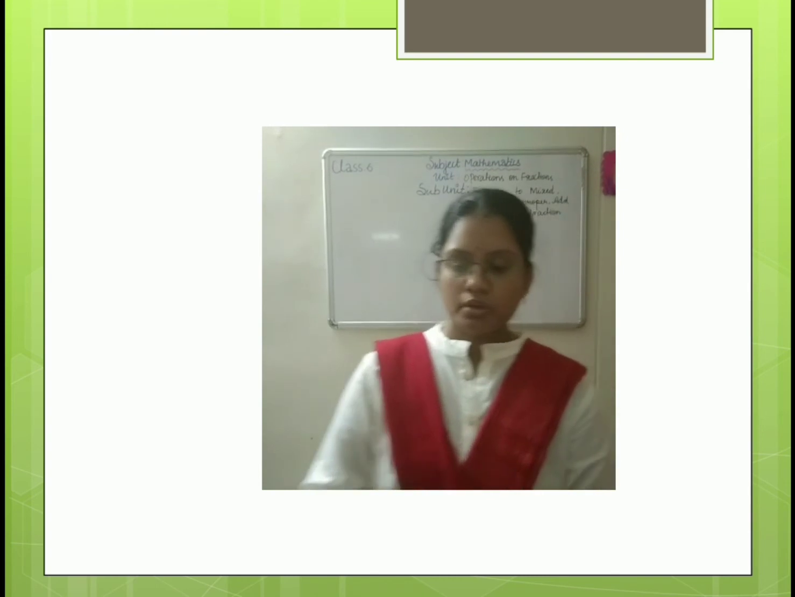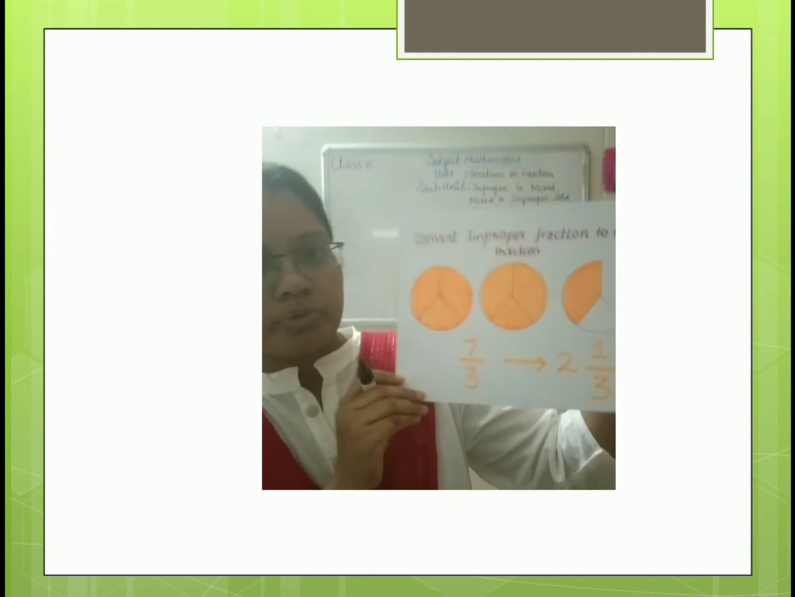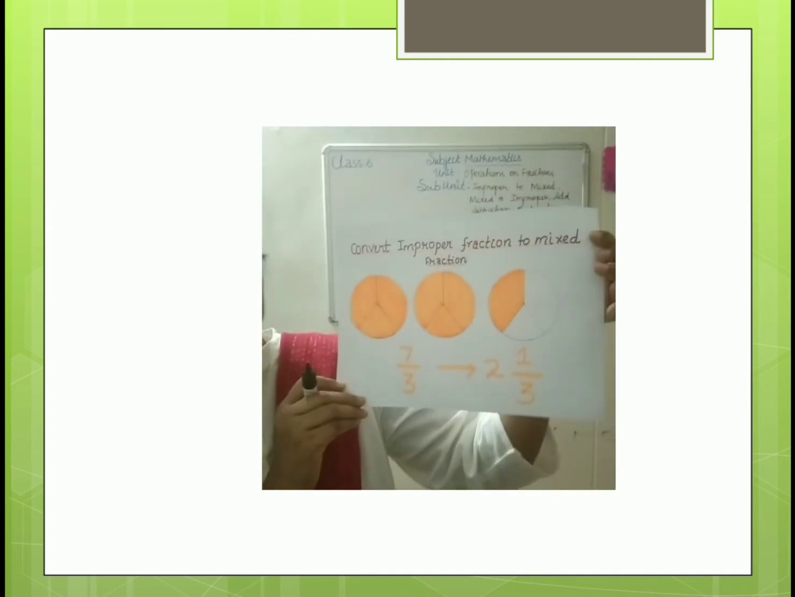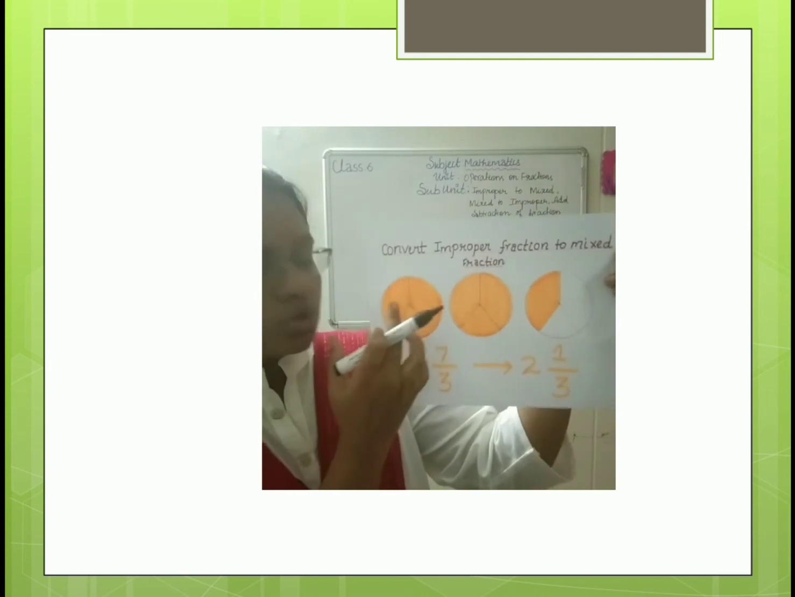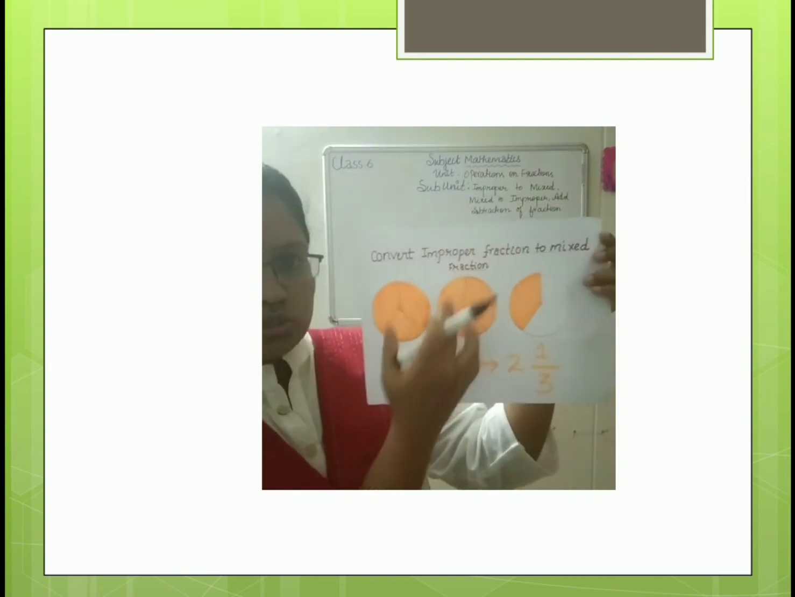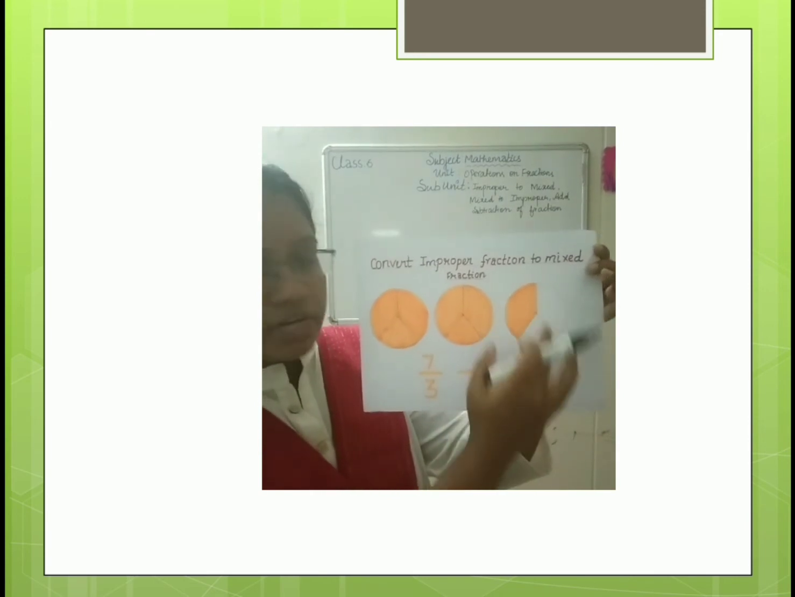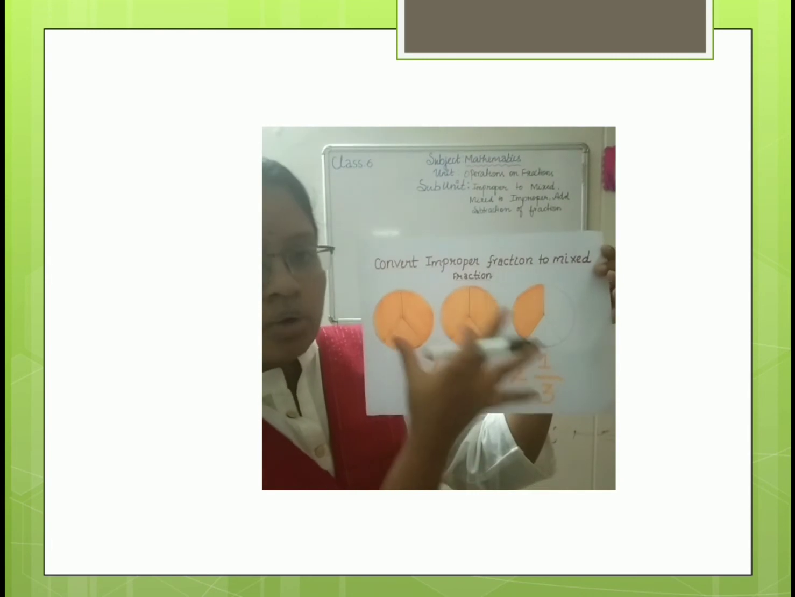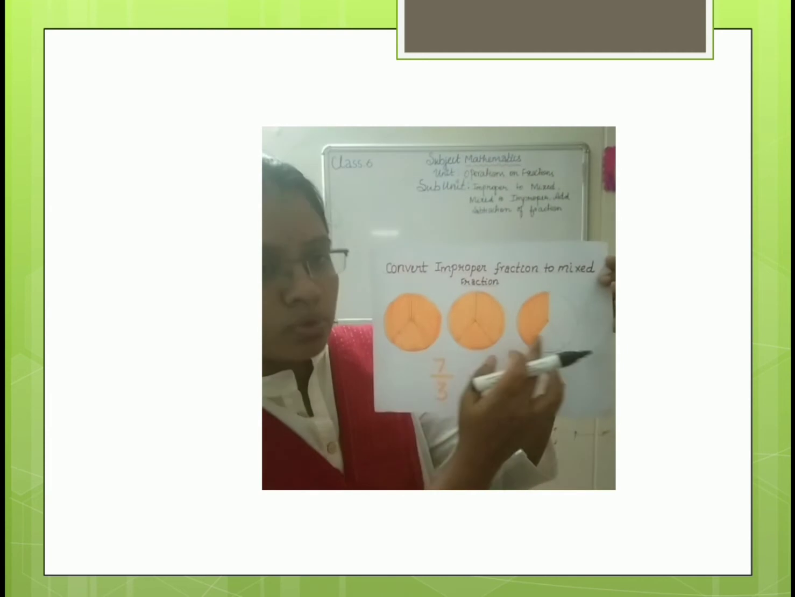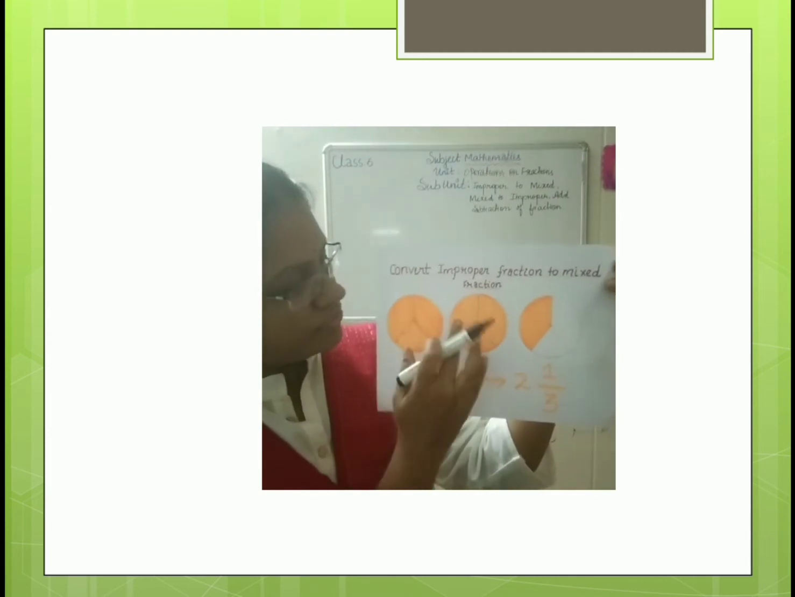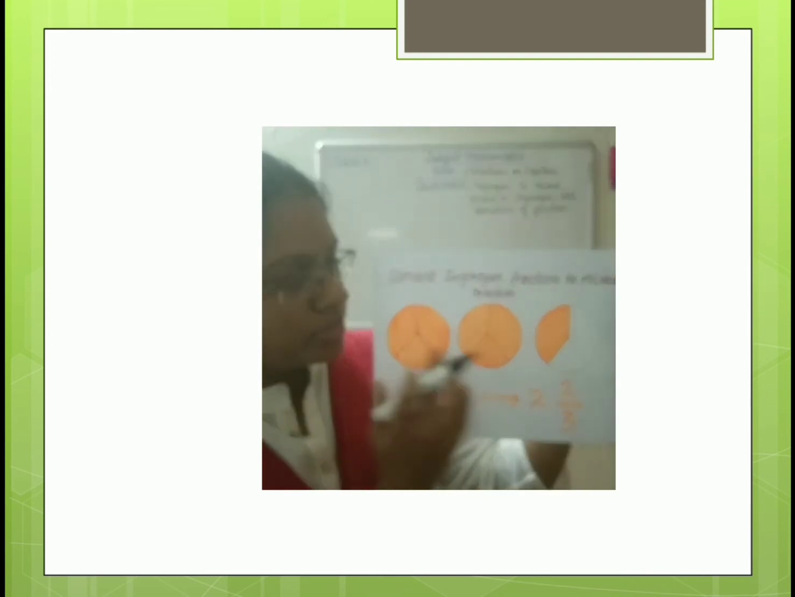Now can you see, students? Convert improper fractions to mixed fractions. This is one full unit because all 3 parts are shaded, and this is also one full unit and all 3 parts are shaded. Here only one part is shaded. Now this is how you represent it as an improper fraction: you have to count all the parts. 1, 2, 3, 4, 5, 6, 7. So there are 7 parts shaded from the total 3 units.